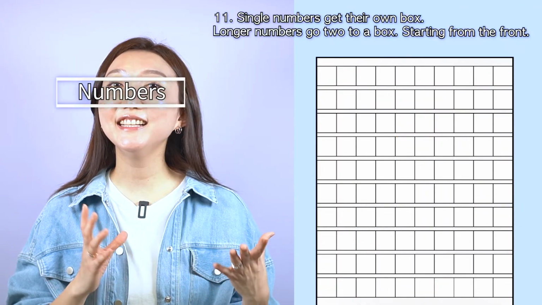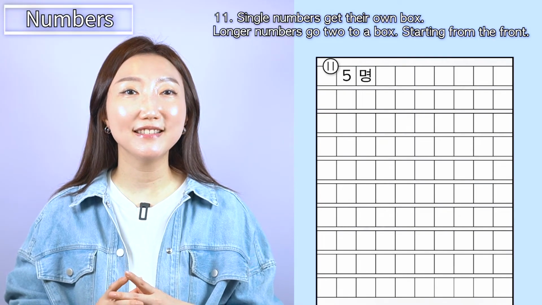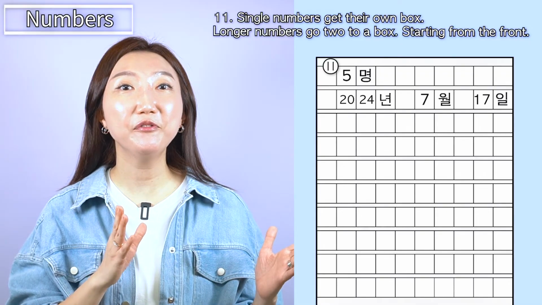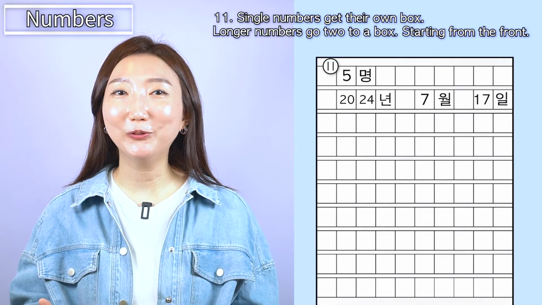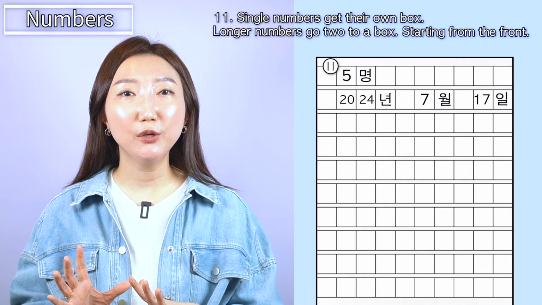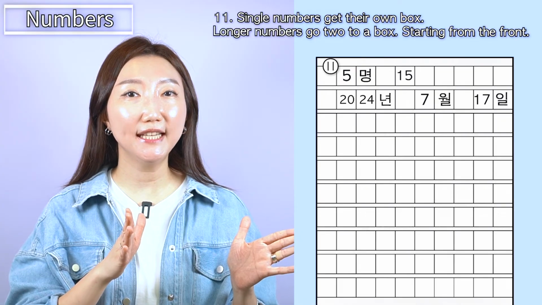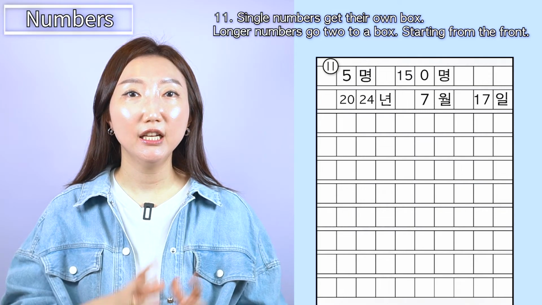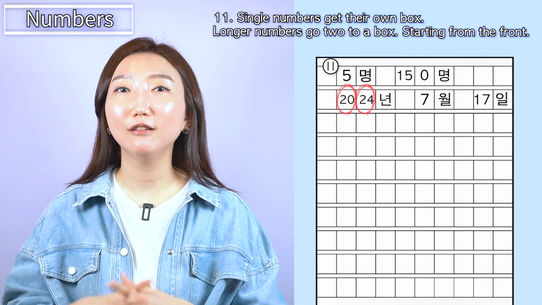Numbers. Single numbers get their own box. Longer numbers go 2 to a box starting from the front. For example, 150 would be written 15, 0. 2024 would be written 20, 24.